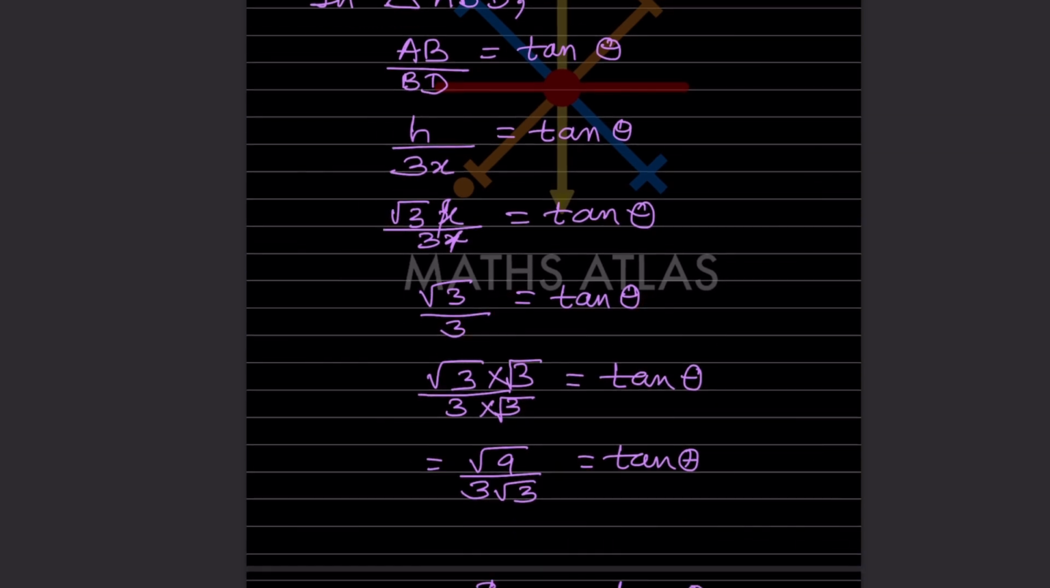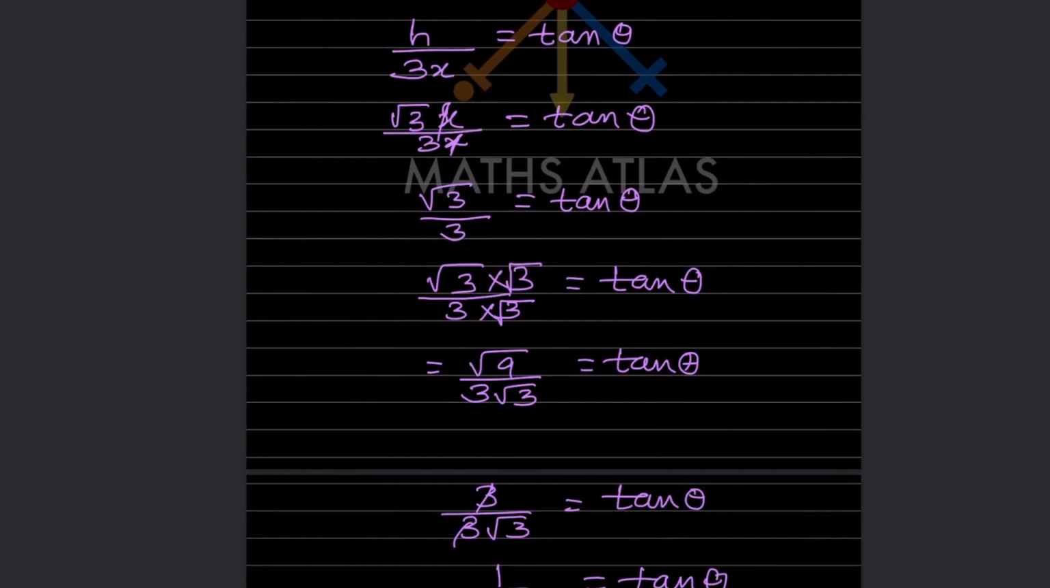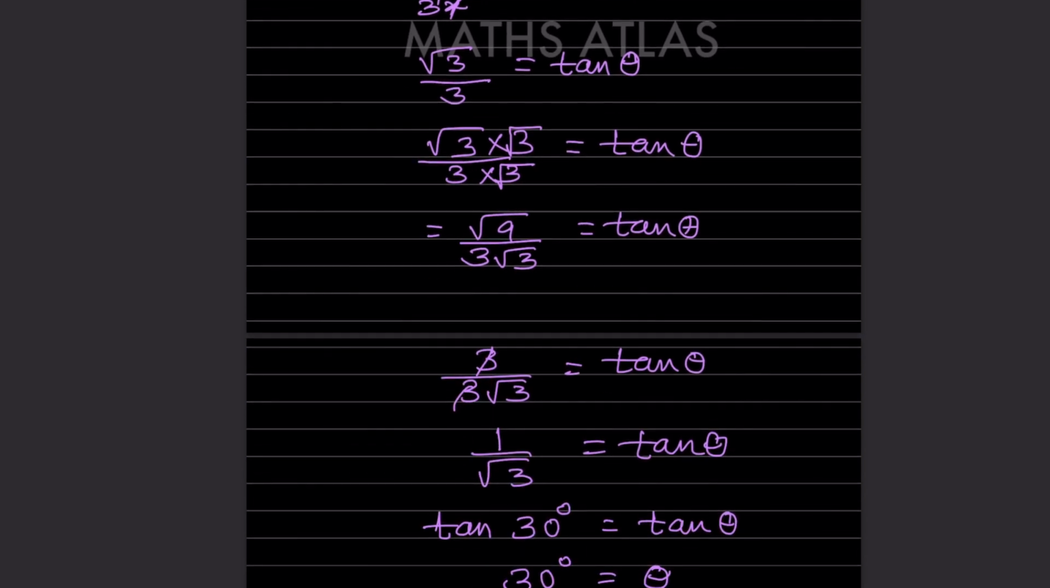So now what will happen here? Root 3 into root 3 is going to be root 9, and this is 3 root 3, that is tan theta. Now root 9 is 3. So that is 3, and this is 3 root 3 as it is over here. So this and this get cancelled, that is tan theta. So now what remains is 1 by root 3 is tan theta.